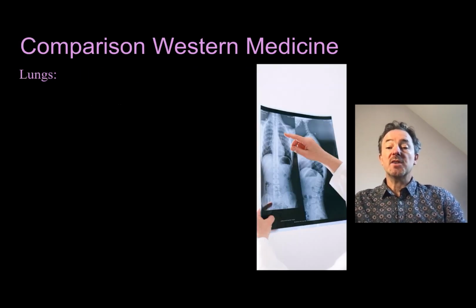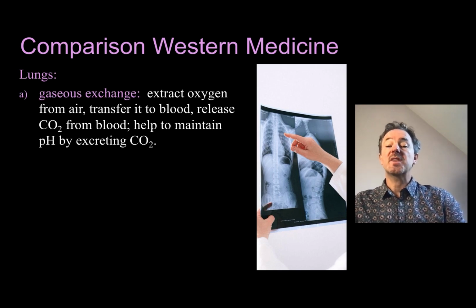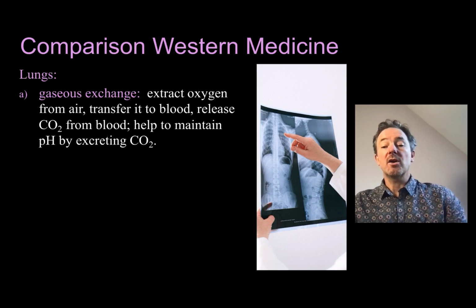If we do the reverse and look at some of these organs in Western medicine and think of their connection to the Chinese medicine idea of lungs, in Western medicine the lungs are to do with the gaseous exchange, the extraction of oxygen, transfer into the blood, release of carbon dioxide, and maintaining the pH by balancing carbon dioxide. So this is very much the lung in Chinese medicine.